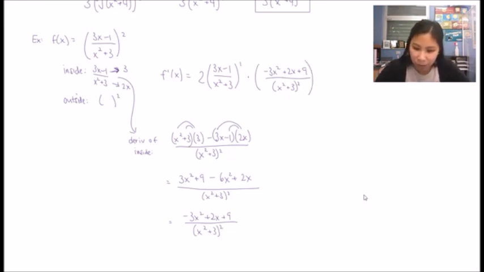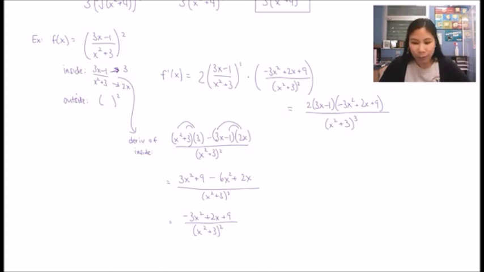Okay. So continuing from there, multiplying all this together, then we'll have on top, I have the 2, I have the 3x minus 1, and the negative 3x squared plus 2x plus 9. And on the bottom, I'm going to end up with x squared plus 3 times x squared plus 3 squared. So really there's 3 of them, so I can write that as a cube.